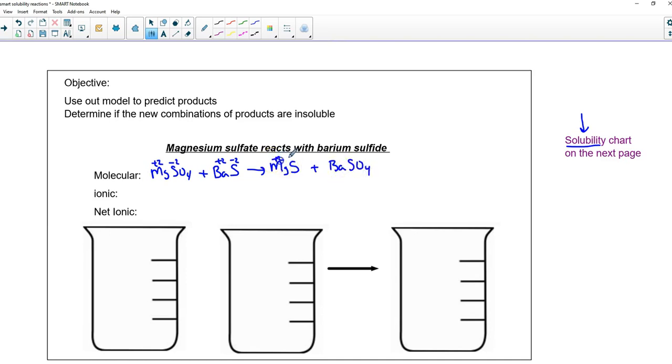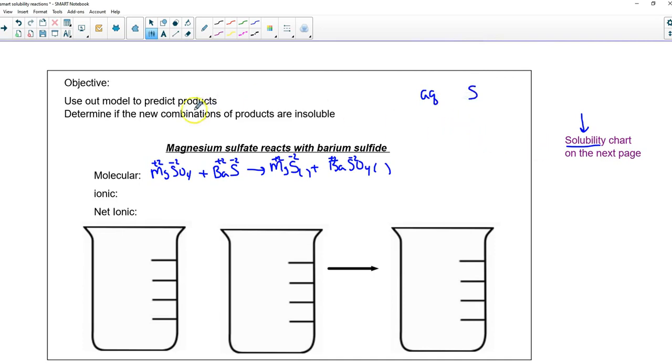Again, plus 2 minus 2, plus 2 minus 2. That one worked out just as is. Okay. Now, for all of these, I have to indicate whether it's aqueous or whether it's solid.